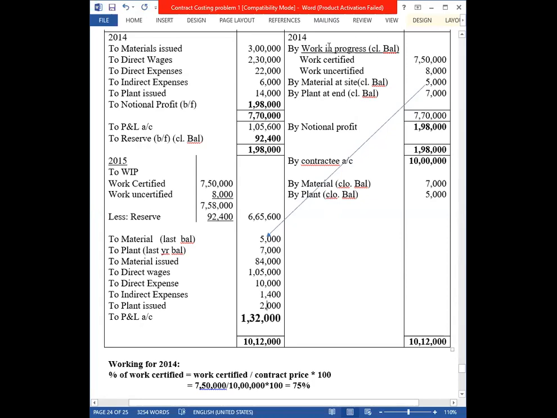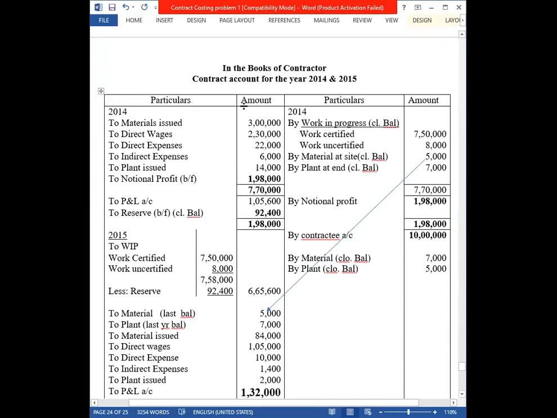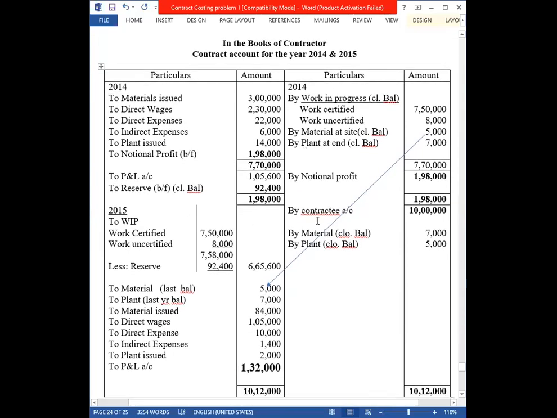New is the last year closing balance should be transferred to this year. When you are transferring, you have to take work in progress as work certified plus work not certified minus the reserve, and the remaining amount you can write in the outer column. Why? Because instead of showing the reserve on the opposite side, you are going to minus it and show it. And here again the material closing balance and plant closing balance you are also showing on the debit side as an opening balance. I think this is the continuous contract, like this only it will be going.